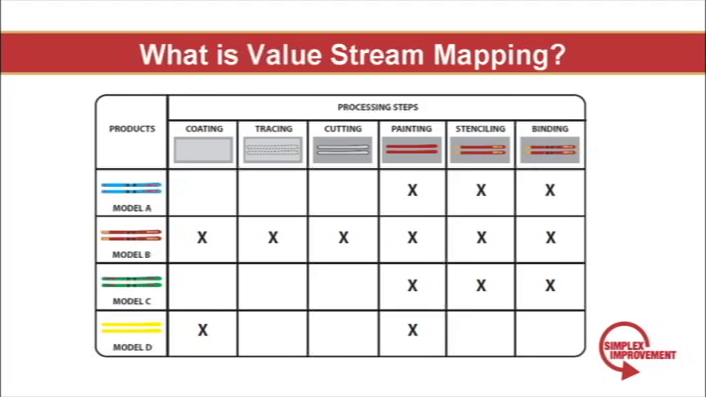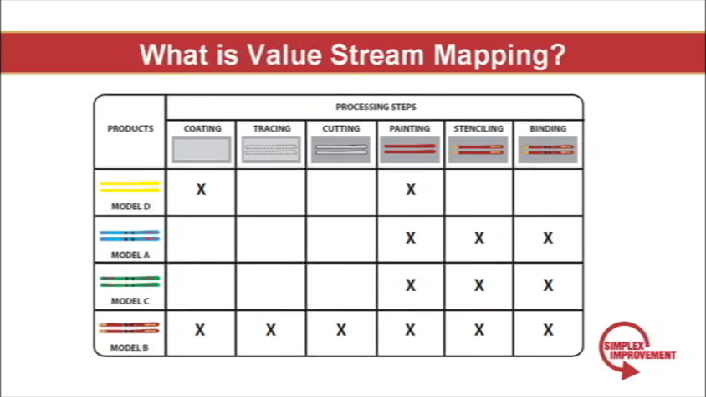We'll be using skis in this example. You can see there are 4 types of skis that are made at the Simplex Ski Company: blue, red, green, and yellow. Each of these types go through various operations that include coating, tracing, cutting, painting, stenciling, and binding. The X represents each of the operations that the individual skis go through. Again, it's obvious that we make 4 unique types of skis here, but how many unique product families do we really have? At this point, we can sort the X's in the matrix and the product families emerge.